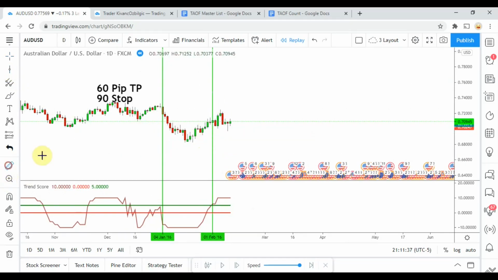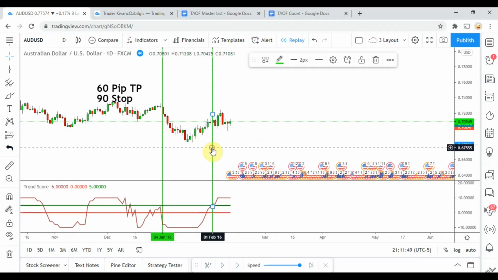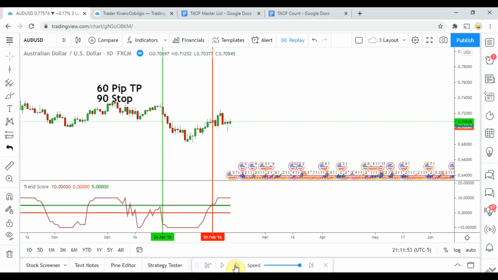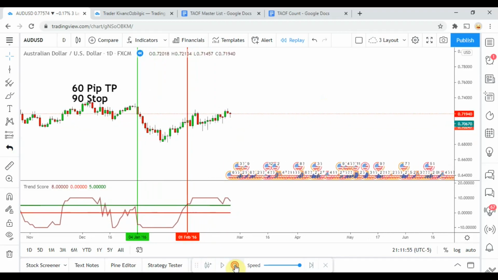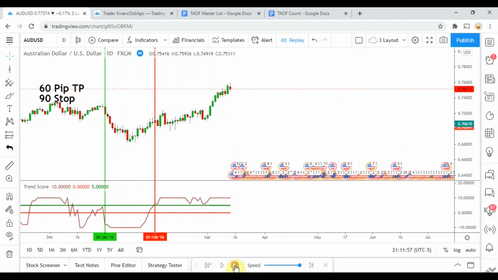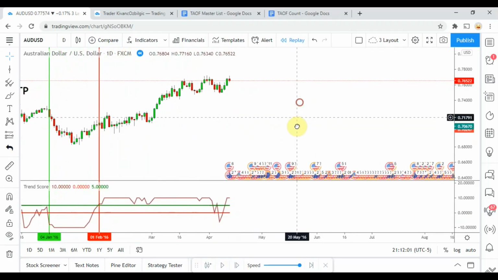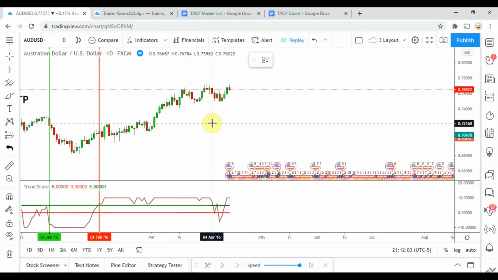Then we pick up a short, or a long signal right there. Looks like this one barely stopped us out as it pulled back right here. The tail of that candle would have gotten us at the 90 pips, just barely. So that one would have stopped us out. It happens.